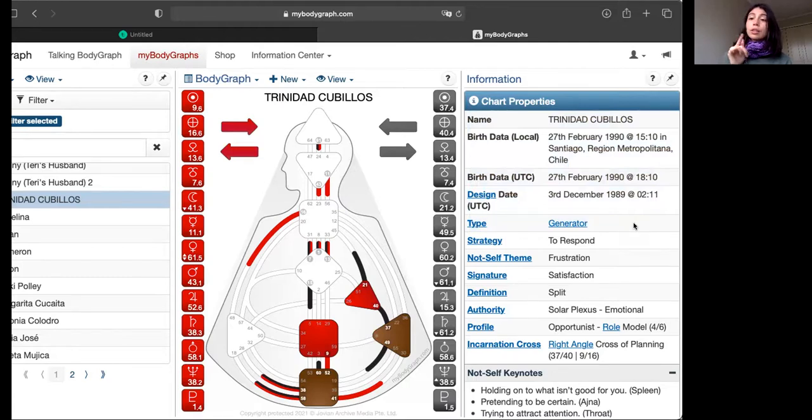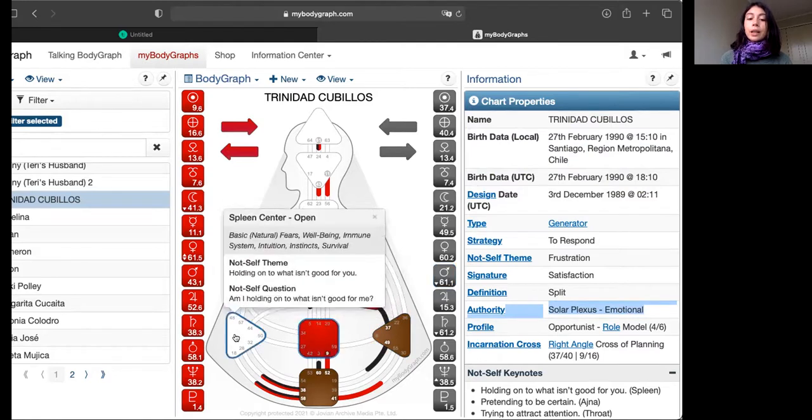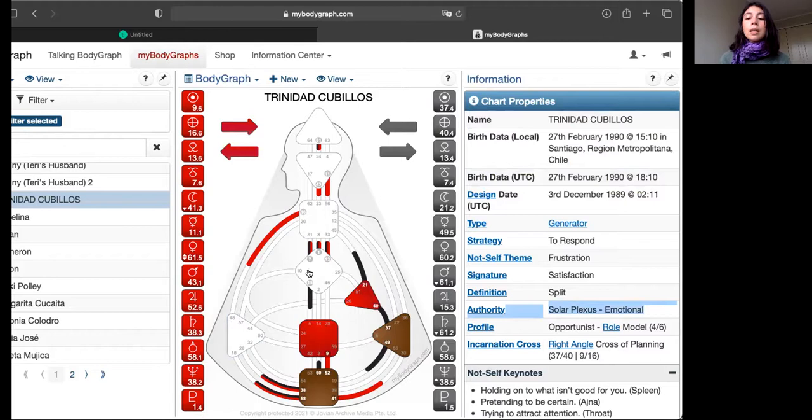And with the type actually goes the strategy. So each strategy is going to be determined by your type. Every generator is going to be to respond. Every manifestor is going to be to inform, and so on. So you want to remember your type, your strategy. Maybe you're writing these down on a little post-it note or something like that. And then you want to remember your authority. So your authority might be solar plexus, might be splenic. Basically, it's pointing to one of the centers. And we'll talk about the different elements of the chart as well.